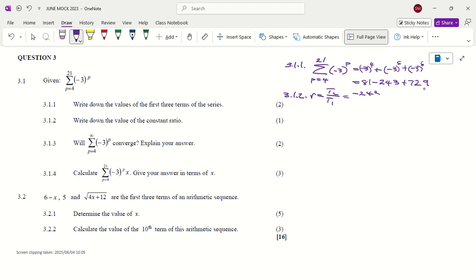Negative 243 over 81. Then R is equal to what?